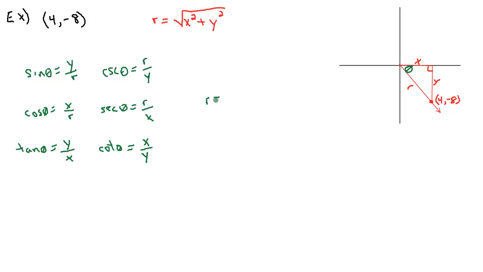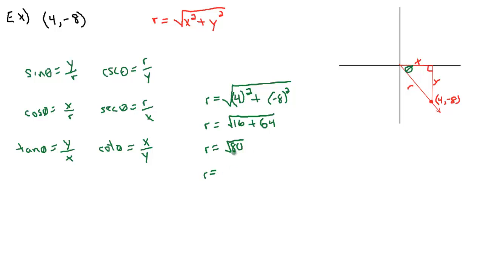So r is going to equal the square root of x squared, so we're going to take 4 and square that, plus y squared, so we want to take our y, which is -8, and we're going to square that, and then we want to take the square root of all that. So 4 squared is 16, plus -8 squared is 64. Okay, 16 plus 64 is going to be 80, and we still want to find the square root of that.